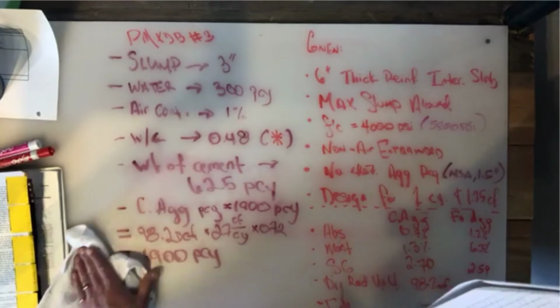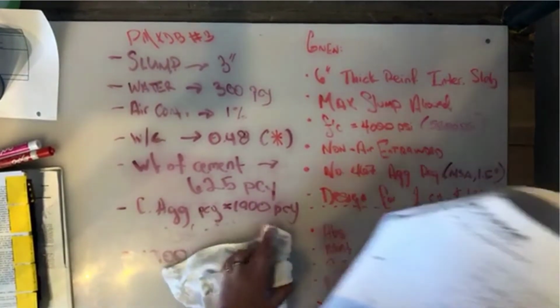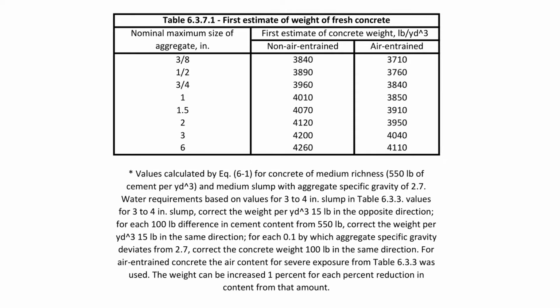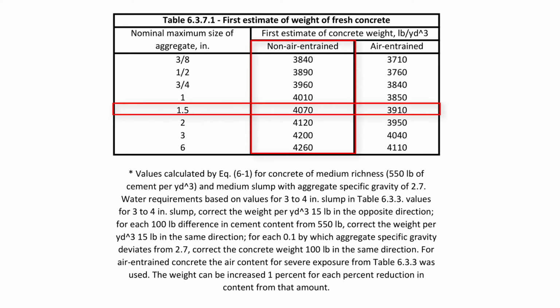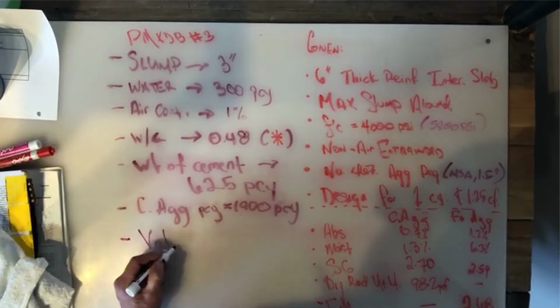Now, what we could do here to find out our sand is there is a table 6.3.7.1, and we can do a first estimate of the weight of our fresh concrete. We can just take all the weights that we have and subtract them from this number that they give you in table 6.3.7.1. I don't love that. What I'd like to do is add up all my volumes, volume of sand.